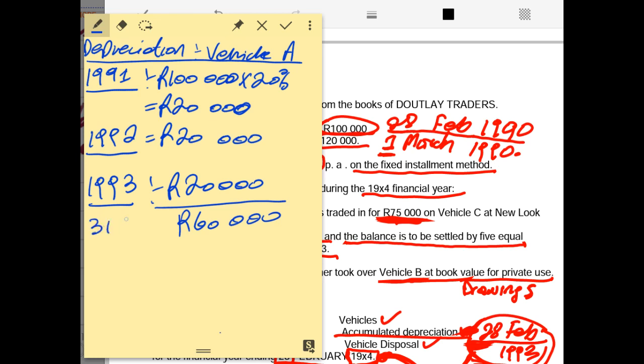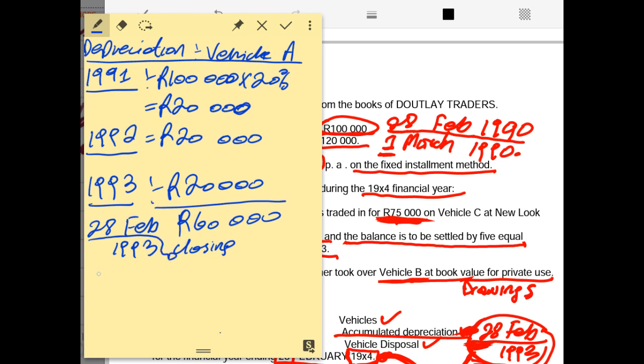which is on the 28th of February 1993, and this is the closing balance. This is the closing balance of the accumulated depreciation on the 28th of February 1993.